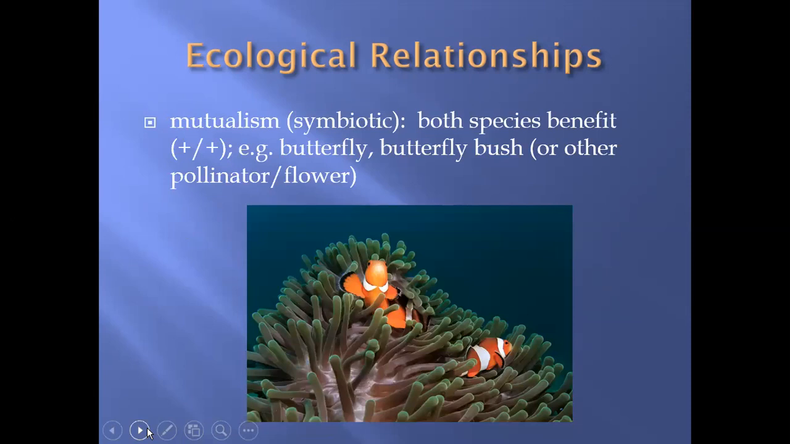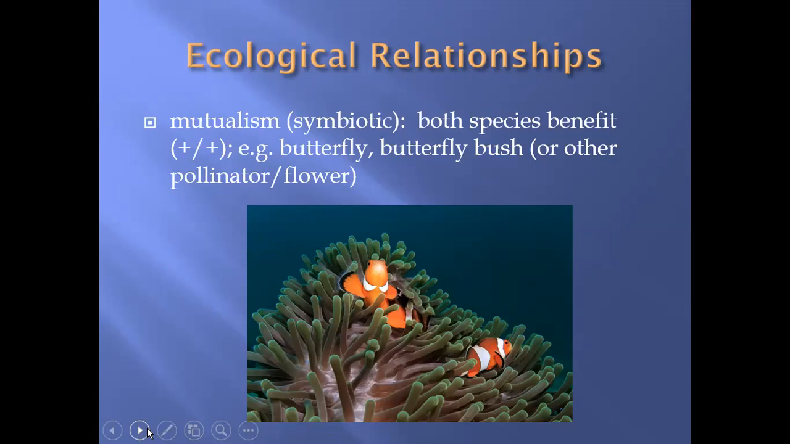Mutualism is the opposite of interspecific competition in that both organisms benefit. So it's plus plus. Both organisms get something from the other. For example, a butterfly and a butterfly bush. A butterfly comes to the butterfly bush flowers for nectar. It gets the nectar, which serves as its food, and then the butterfly bush in turn is pollinated by the butterfly. That's plus plus.